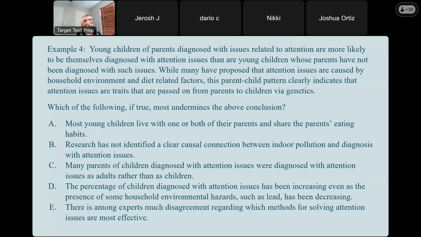let's work through it. Young children of parents diagnosed with issues related to attention are more likely to be themselves diagnosed with attention issues than are young children whose parents have not been diagnosed with such issues. While many have proposed that attention issues are caused by household environment and diet-related factors, this parent-child pattern clearly indicates that attention issues are traits that are passed on from parents to children via genetics. Which of the following, if true, most undermines the above conclusion?